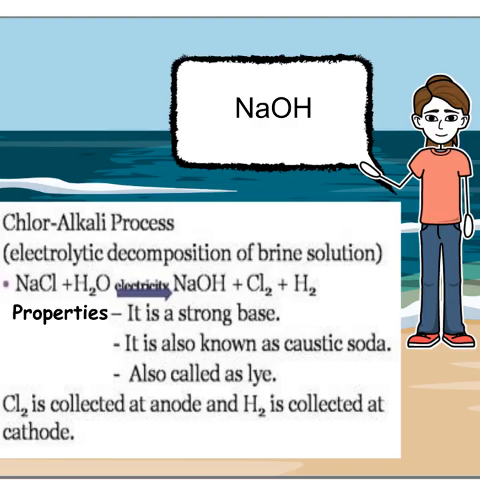Chlor-alkali process. Electrolytic decomposition of brine solution. It is a strong base. It is also known as caustic soda, also called lye. Chlorine is collected at the anode and hydrogen is collected at the cathode.